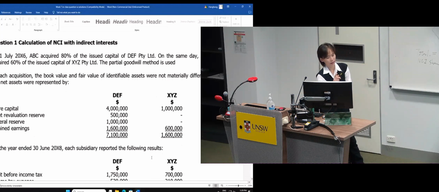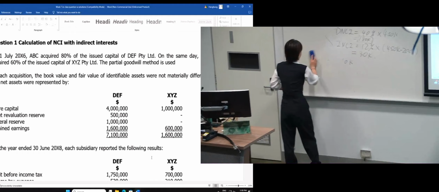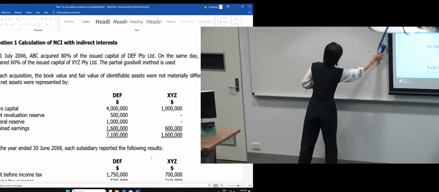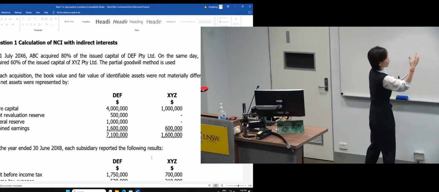We have a company ABC that on 1st July year X6 acquired 80% of the issued share capital of DEF. And on the same day, DEF acquired 60% of the issued share capital of XYZ. Now this is a sequential acquisition, right? Now let's diagram the group structure first. Now if you have multiple subsidiary questions, I would suggest you diagram the group structure as a first step. Okay? So while you're reading the question, you can already have this done.